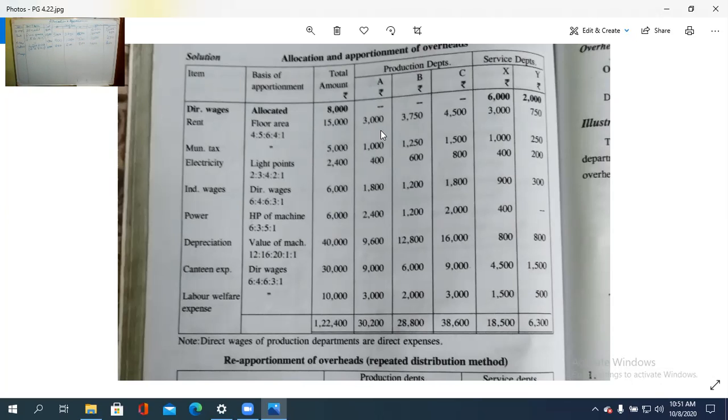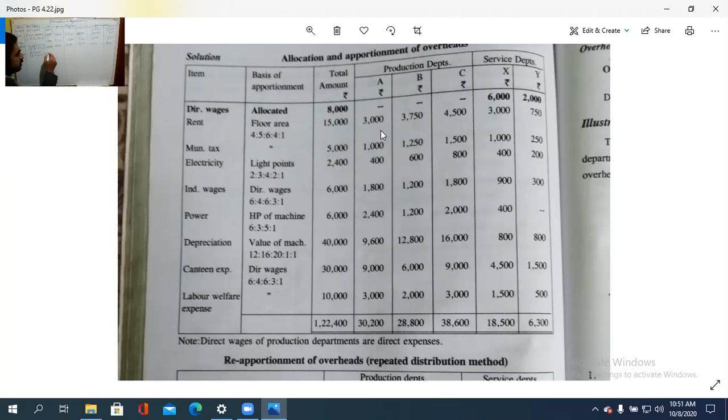Indirect wages are based on direct wages. So that is given in the question, isn't it? It is given. So direct wages is the base. So 6 is to 4 is to 6 is to 3 is to 1. So 10, 16 plus 3, 19 plus 1, 20. 6 by 20, 4 by 20, 6 by 20, 3 by 20, and 1 by 20.